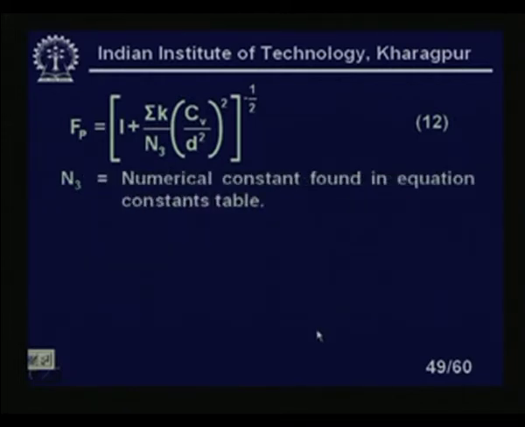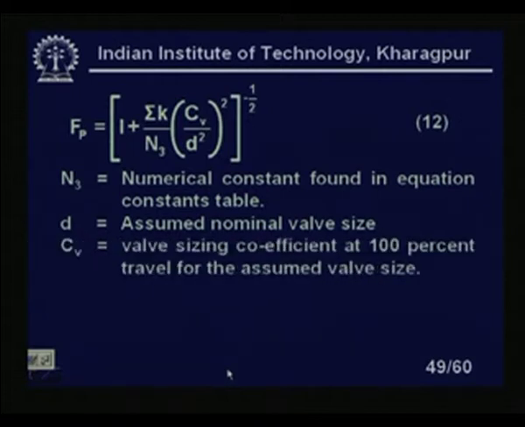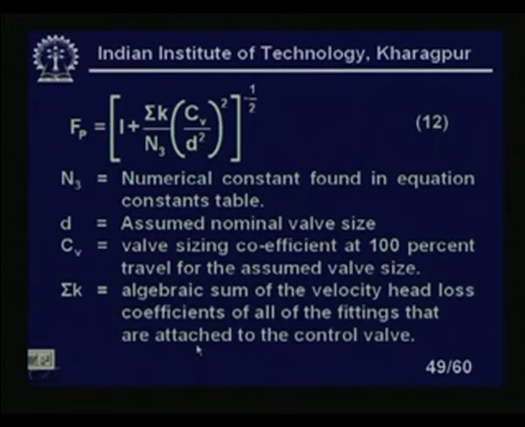N3 is a numerical constant found in the equation constants table. We have already seen what N3 is; it depends on what type of d and capital D you are using, either in millimeter or inch. Accordingly, you will choose the value of N3. Small d is the assumed nominal valve size, which is always less than capital D, the internal diameter of the piping. Cv is the valve sizing coefficient at 100% travel for the assumed valve size. That means the valve is fully open, that is, the stem is totally moved, and there is a full flow of liquid through the valve.